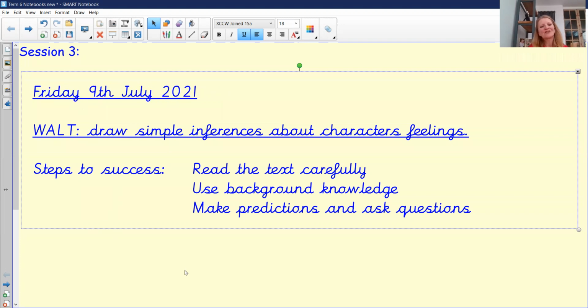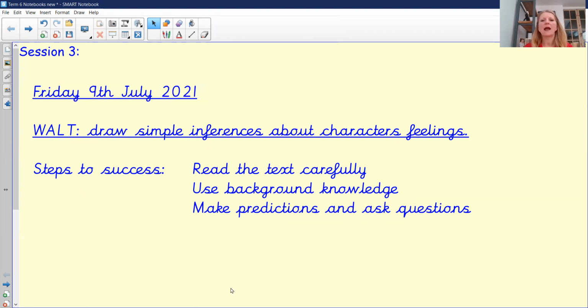So the W.A.L.T. is to draw simple inferences about characters' feelings. Okay, in the last lesson, we were thinking about Freddie and his mum. Do you remember what the mum did? Do you remember the situation that had happened?